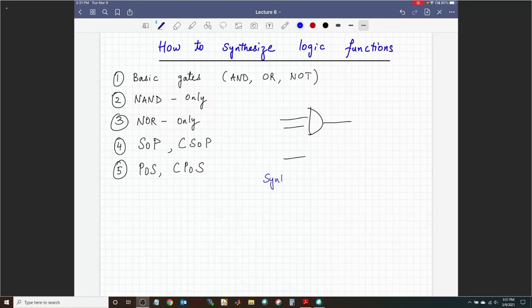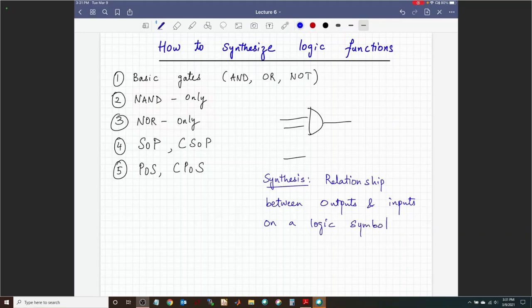So you can look at synthesis as a relationship between outputs and inputs on a logic symbol level. Because after you are sure about your logic symbol level, then you can start saying, all right, I'm now going to start putting transistors in there, which will go to how things are going to look when you actually make it into a hardware form. So that's your implementation. Synthesis comes before that. So in your SOP, POS, all these forms, this is your AND OR circuit. This is your OR AND circuit.